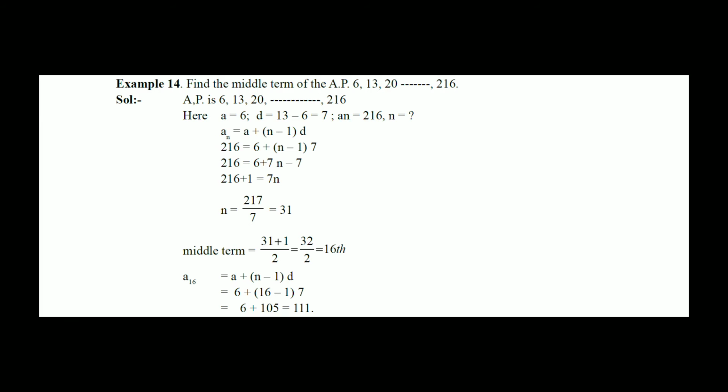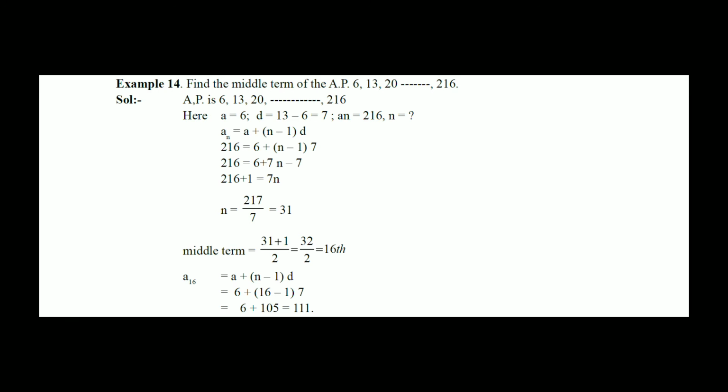We have 6 plus 16 minus 1 bracket into 7. 16 minus 1 is 15. 15 into 7, 105. So the equation becomes 6 plus 105, that is 111. So we have found the middle term using the given sequence. And we can say that 111 is the middle term of 6, 13, 20 and so on up to 216, the sequence having total 31 terms.